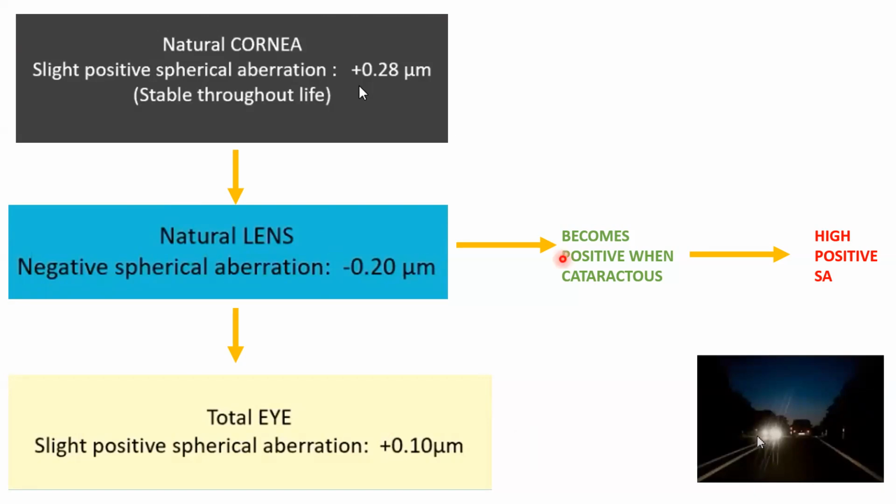However, when the lens becomes cataractous, this minus 0.20 starts becoming positive. So the overall spherical aberration of a cataractous eye becomes very highly positive, which is why the patient starts seeing glare, halos and starbursts.